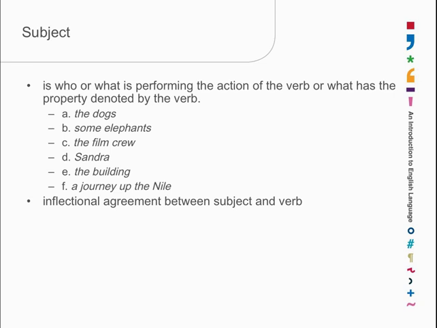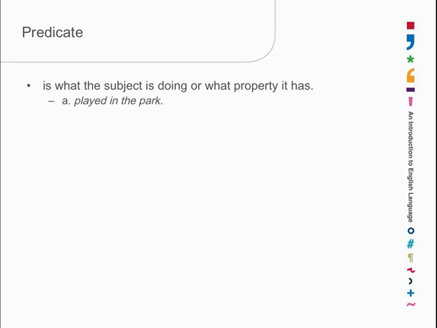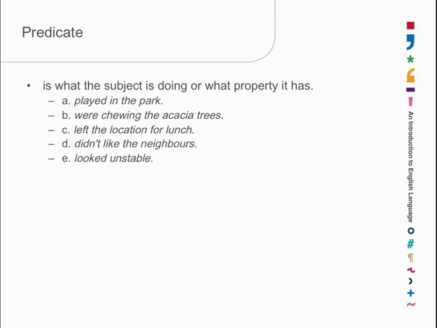So the dogs, what did the dogs do? Remember, the dogs played in the park. Well, if we turn that into the present tense, the dogs play in the park. If we only have one dog, a dog plays in the park. We have to put that S on the end. It's an agreement relationship. Well, the predicate is everything that's left, and of course it's what the subject is doing or what particular property it has. Yes, the elephants, what were they doing? Were chewing the acacia trees, and so on, and so on, and so on. It's all the rest before you get to the full stop.